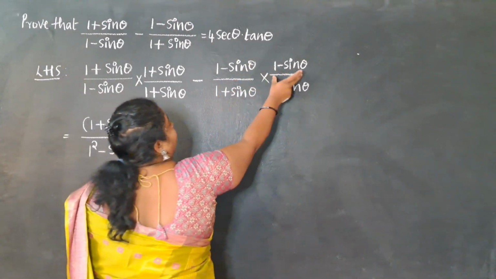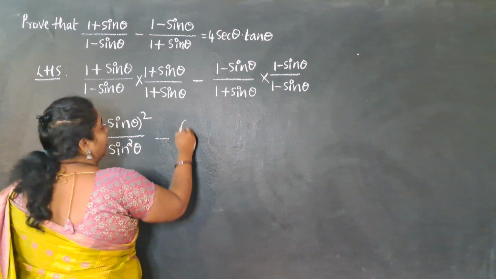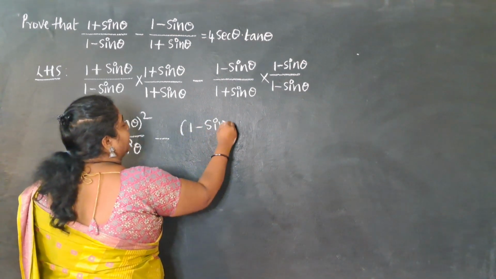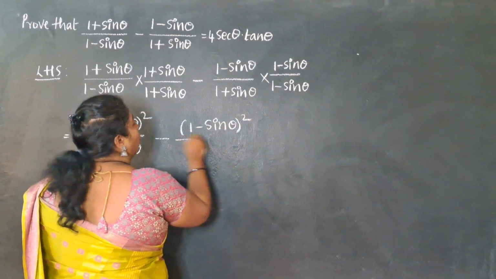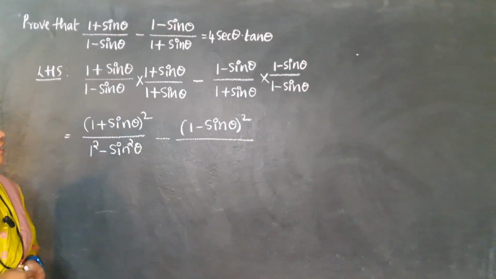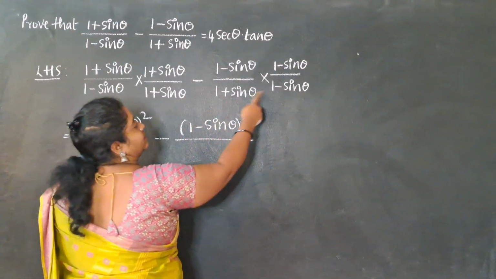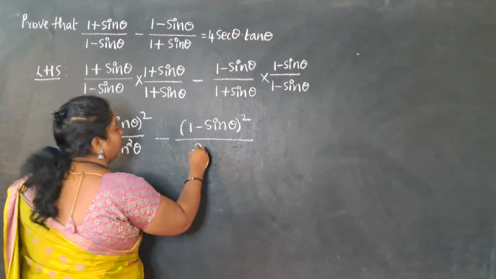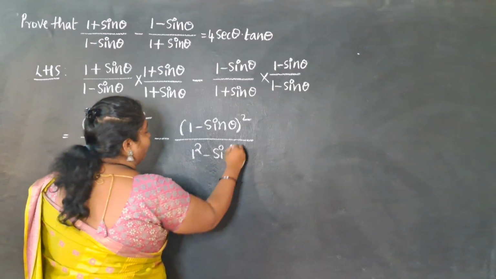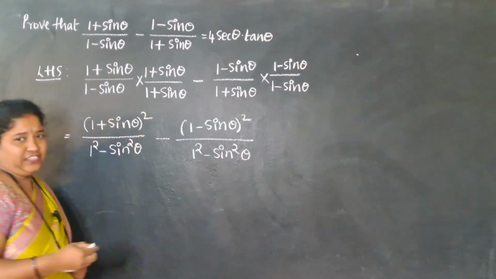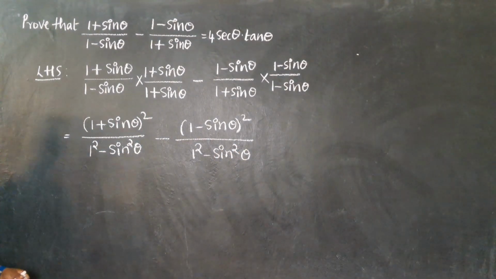1 minus sine theta into 1 minus sine theta. Again I'll write 1 minus sine theta the whole square, divided by 1 plus sine theta into 1 plus sine theta, which is 1 square minus sine square theta. Practice it, you will get a lot of knowledge and understanding.